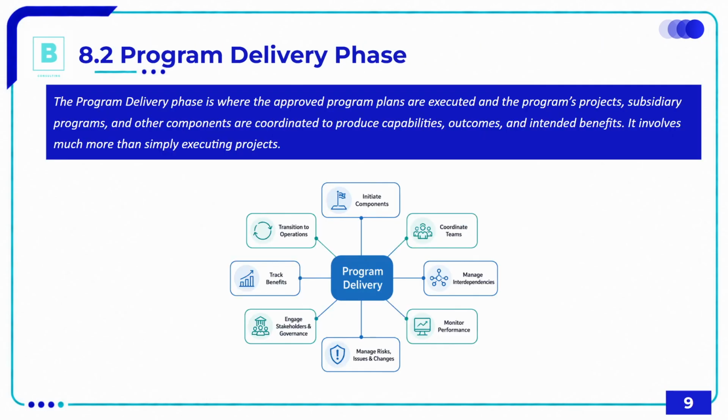Then we went on to the biggest phase in the program, which is the delivery phase. Here the components are initiated, teams are coordinated, interdependencies between components and other sub-programs are managed, performance is monitored, risks and issues are managed, as well as changes, stakeholder engagement and governance, benefits are tracked, and the transition to operations of the benefits or the components' output happens.